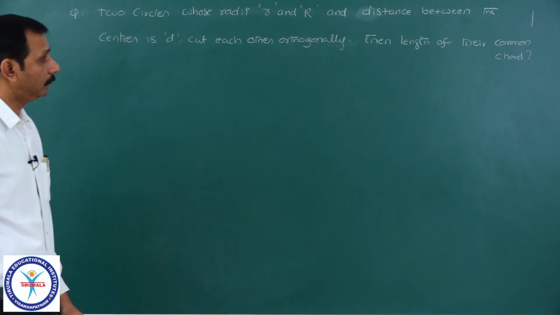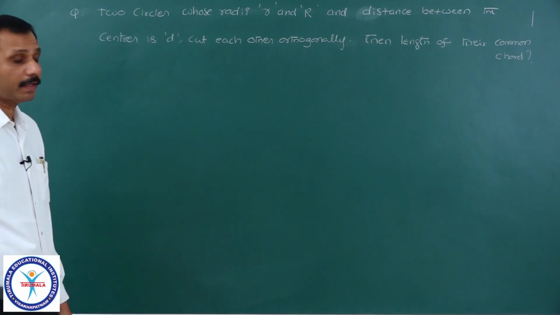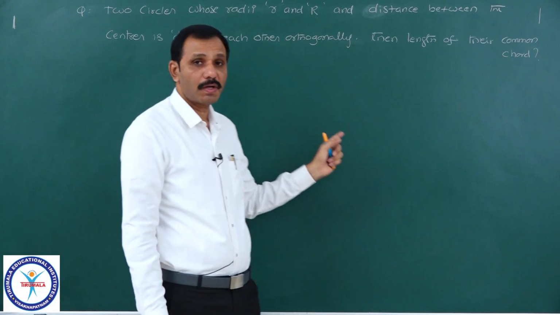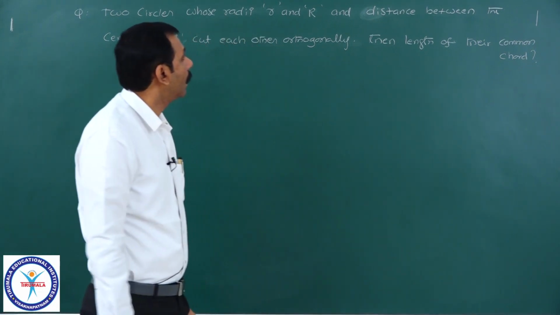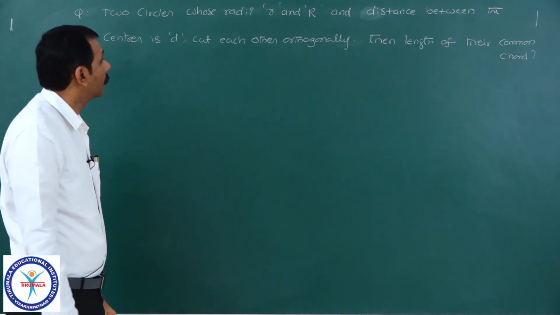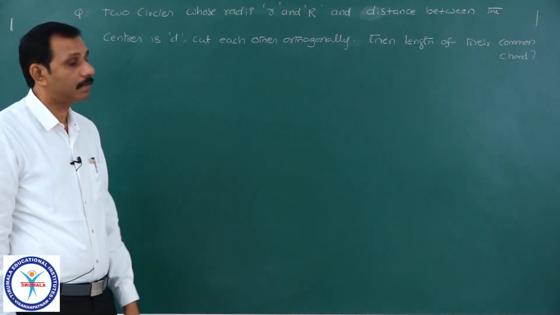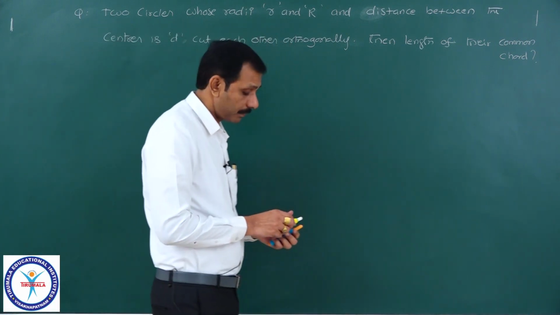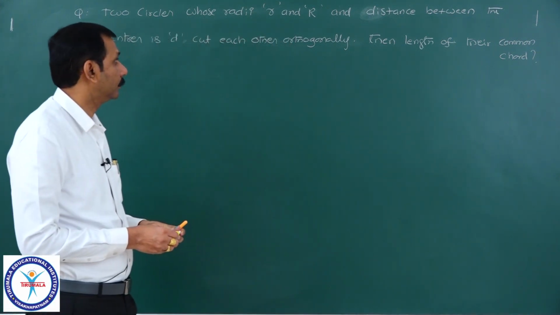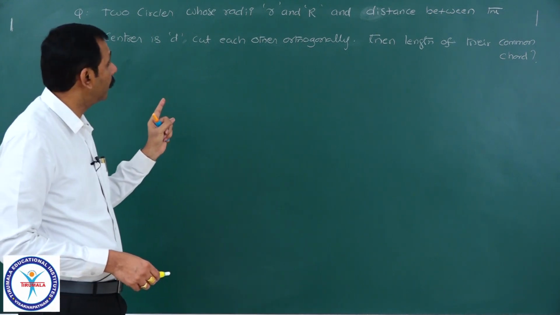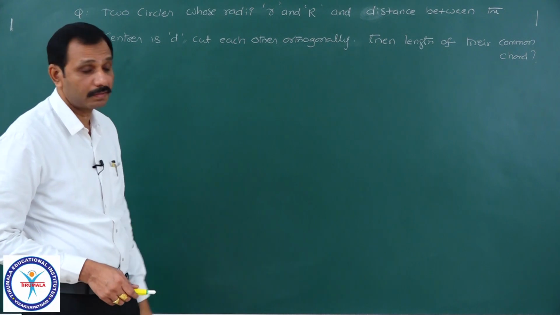Another problem, yes, one more important model. Two circles are there whose radii are small r and capital R, and the distance between the centers is D. They cut each other orthogonally, then the length of their common chord, this is an important model. Here also these two circles are such that they intersect each other orthogonally.